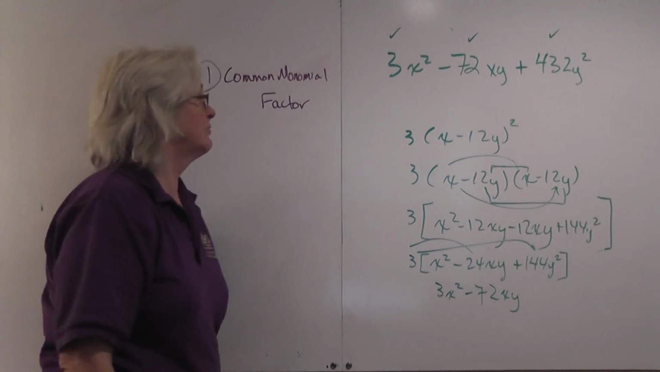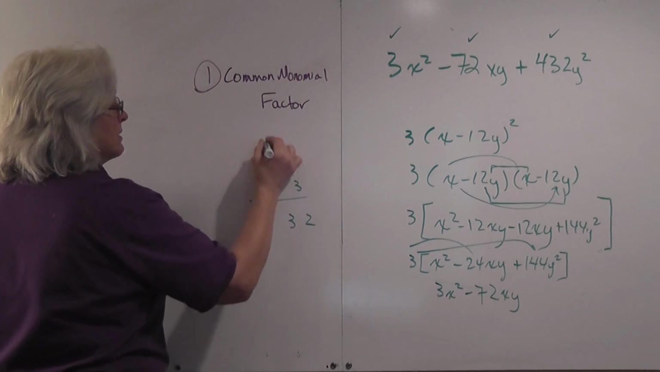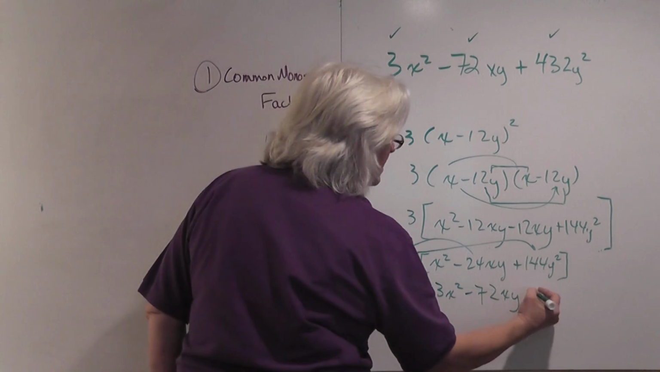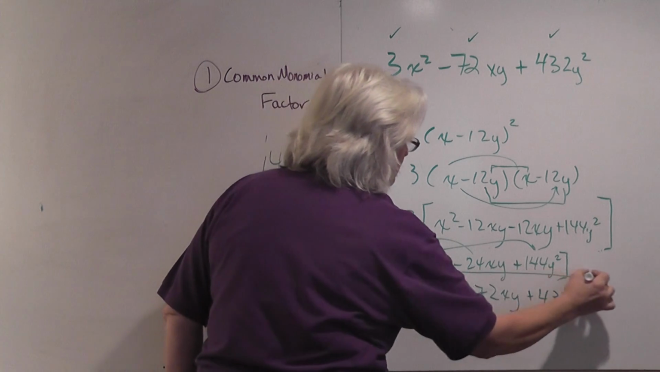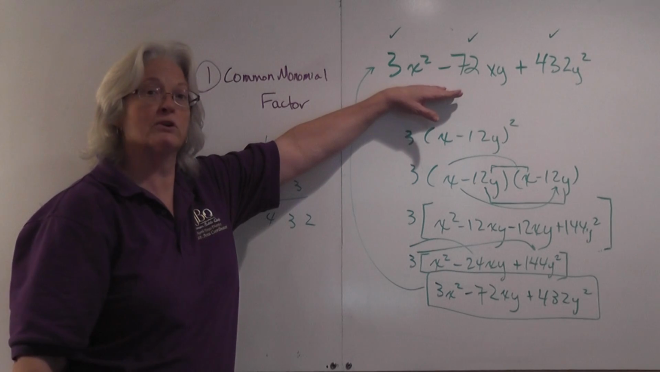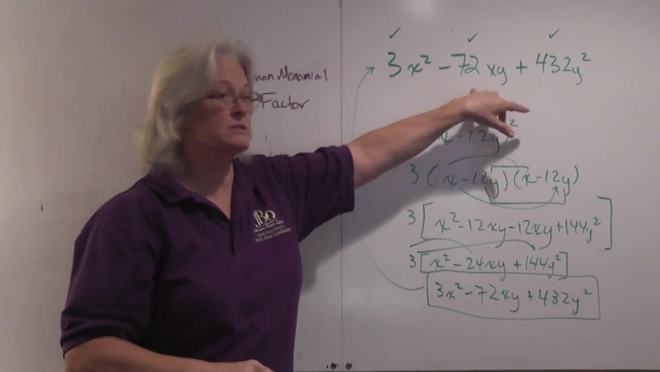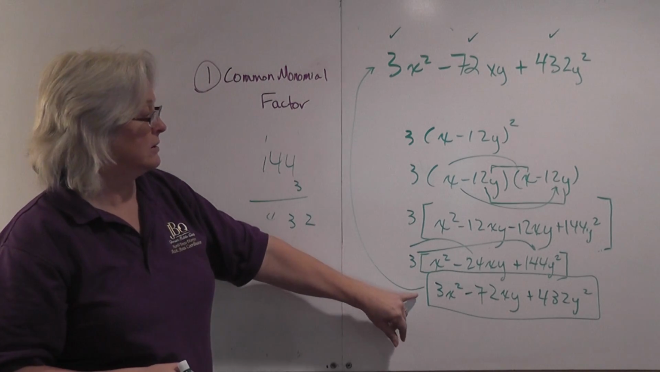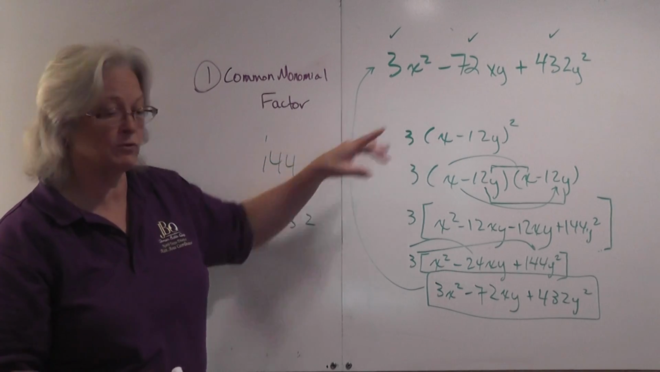3 times 144. If you needed to sketch that out to the side, carry 1. 3 times 144 is 432, and it's positive, plus 432y squared, which does give us back our original problem that we were asked to factor. We were asked to factor 3x squared minus 72xy plus 432y squared. And we ended up with this answer right here as the factored form.